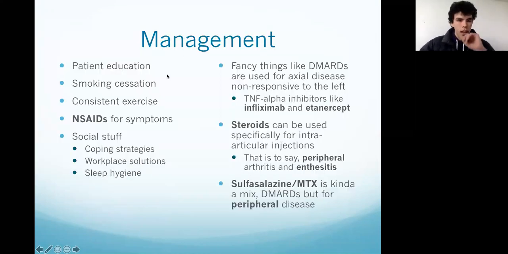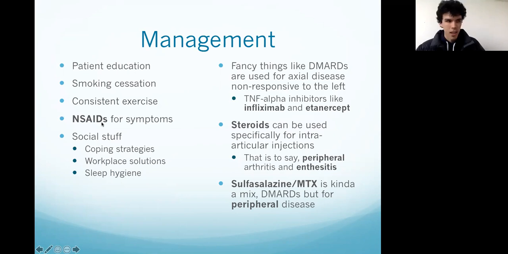Okay, so management, still very non-specific things for the most part early on. Educate, don't drink, don't smoke, do some exercise. NSAIDs can be very helpful for these patients as baseline pain relief. And DMARDs are particularly useful, specifically TNF alpha inhibitors. You can use other ones like sulfasalazine, methotrexate, but the best thing for these guys is going to be something like infliximab or etanercept. These options down here, like steroids and stuff, less so.